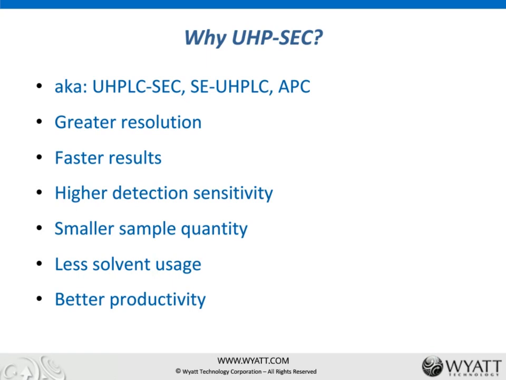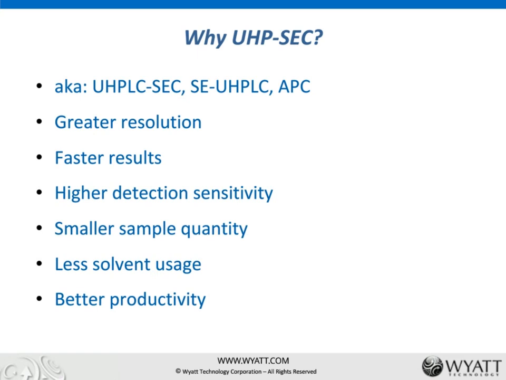All those acronyms refer to the UHPLC-based size exclusion chromatography using coated silica beads from 1.7 to 2.5 micron as the separation particles. Because of much reduced particle size and reduced dispersion in the UHPLC chromatograph, the resolution is enhanced significantly. And because of the greater resolution, we can now use much higher flow velocities to achieve faster separation.